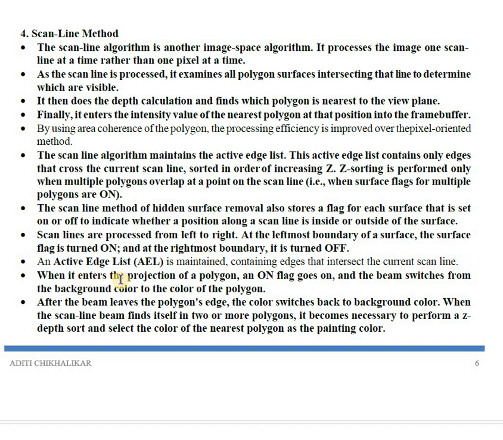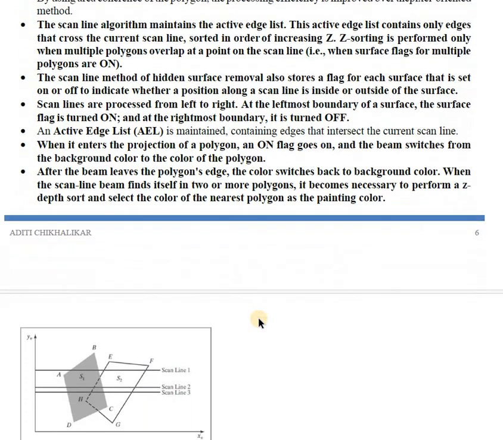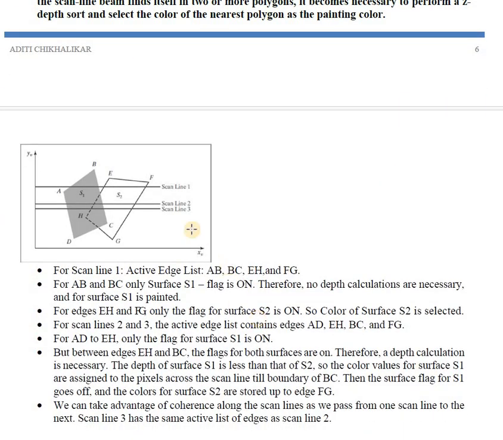So when it enters the projection of a polygon, the on flag goes on and the beam switches from the background color to the color of the polygon. And when the beam leaves the edge of the polygon, the flag again goes off and it switches back to the background color once again. Now, when the scanline finds that it is intersecting two or more polygons, then only you perform the depth sort and you select the color of the nearest polygon.